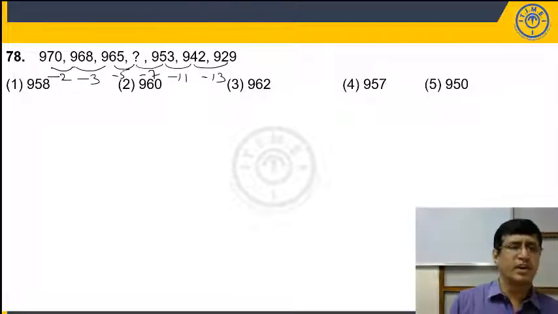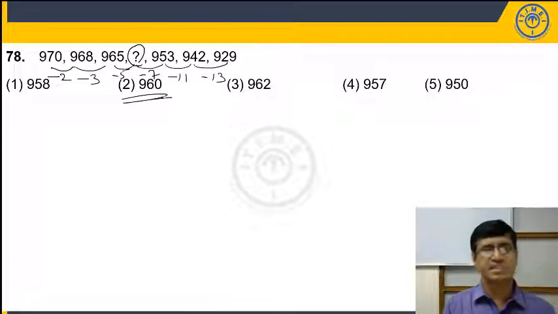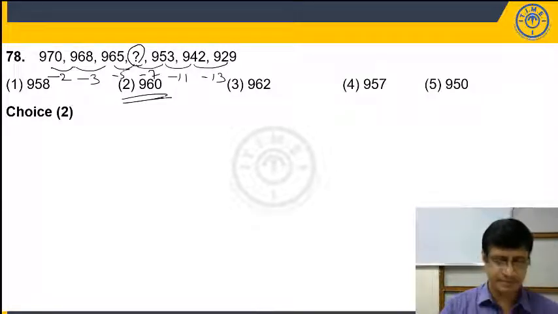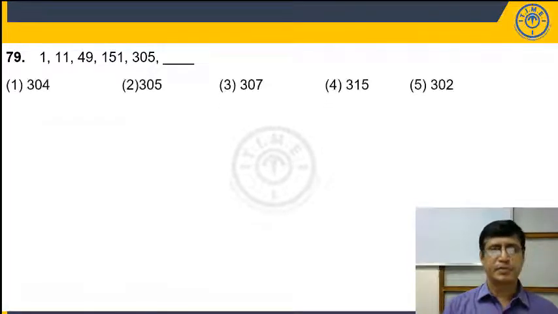Now what is it? So 965 minus 5. 965 minus 5 means it is 960. 960 means option number 2. Second choice is the right choice. Just look at the series here. 970 minus 2, minus 3, minus 5 and so on. Consecutive prime numbers.